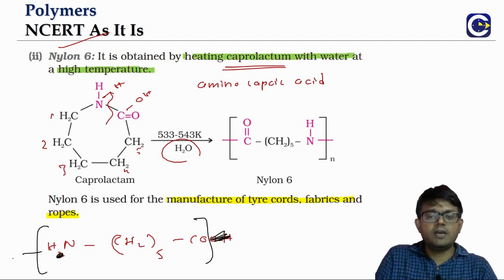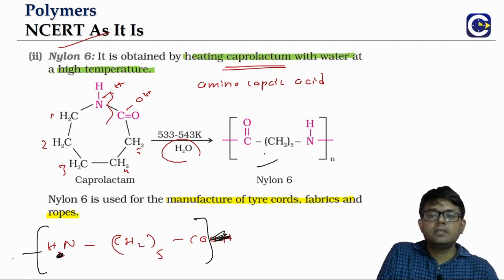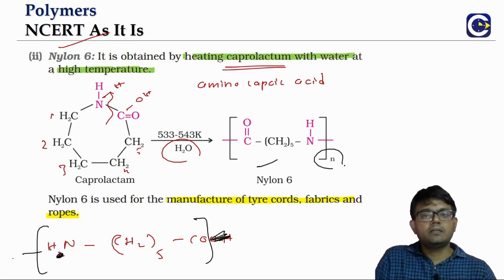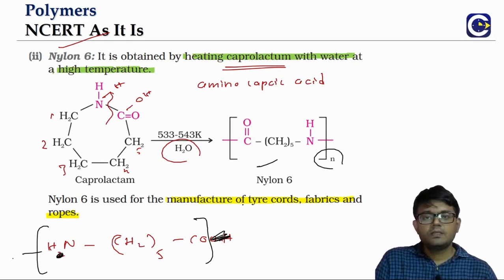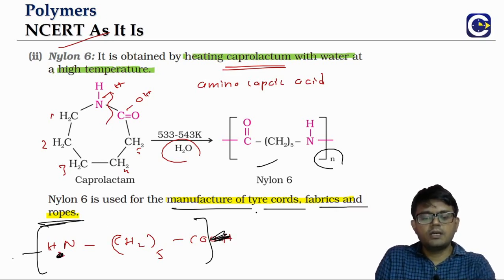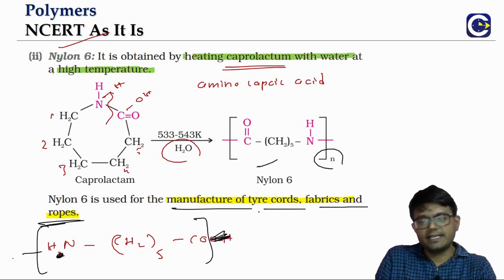Either you write this way or reverse also we can write. See, what is it? CO CH2 5 times NH. That is the repeating unit of the nylon 6. So nylon 6 is also a fiber. It is used in the manufacture of tire cords, fabrics, as well as the ropes. Okay, because generally when you are making the ropes, it will require high tensile strength.